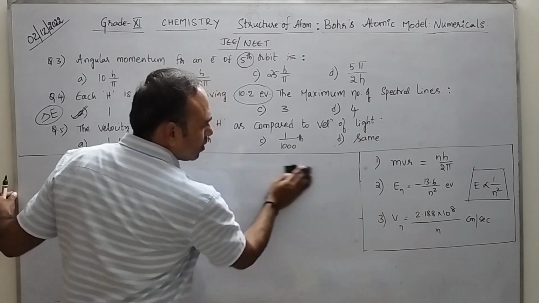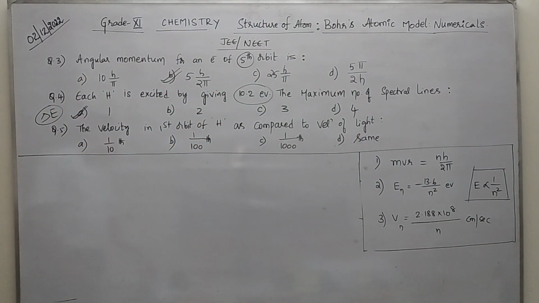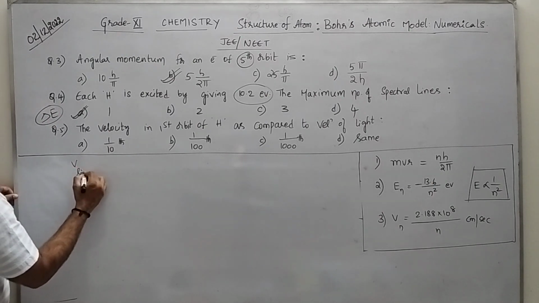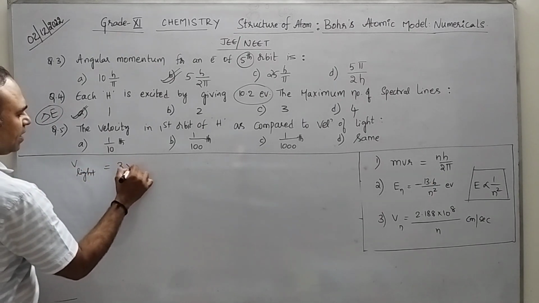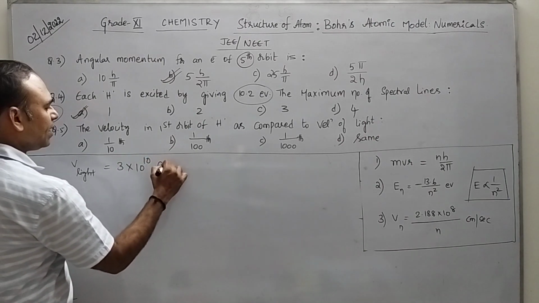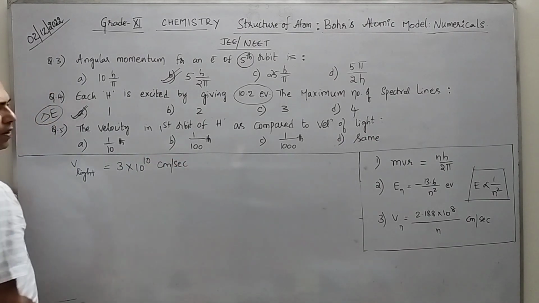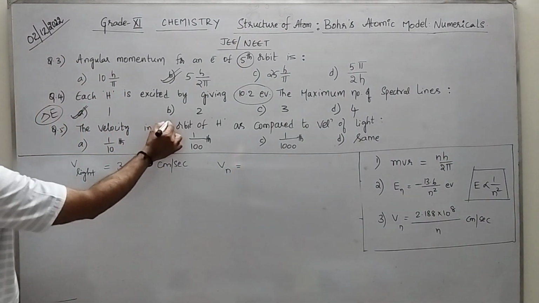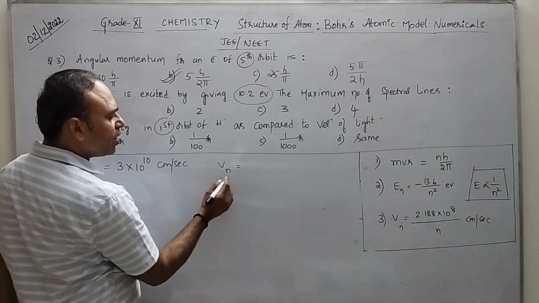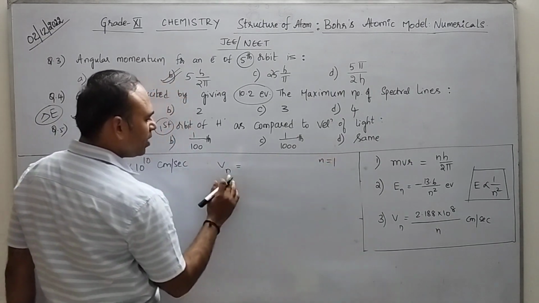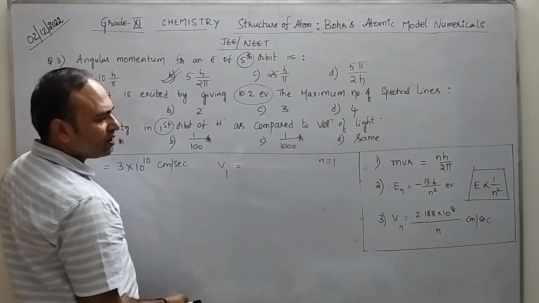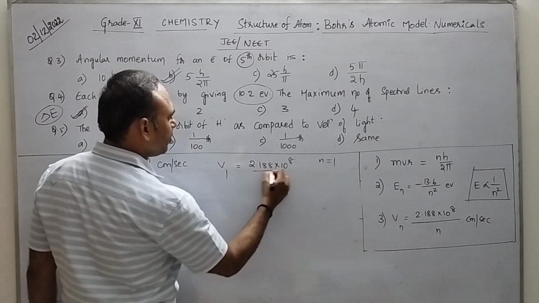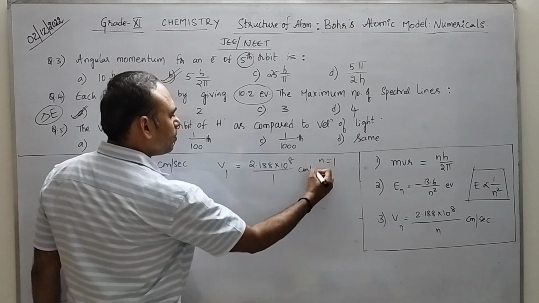First find v1, and then you know the velocity of light. So if you write, the velocity of light is 3 into 10 to the power of 10 centimeter per second. And now what is Vn? We have mentioned the first orbit, therefore n is 1. So we can say that n is equal to 1. Let us write V1. So what is V1? 2.188 into 10 to the power of 8 divided by 1 centimeter per second.